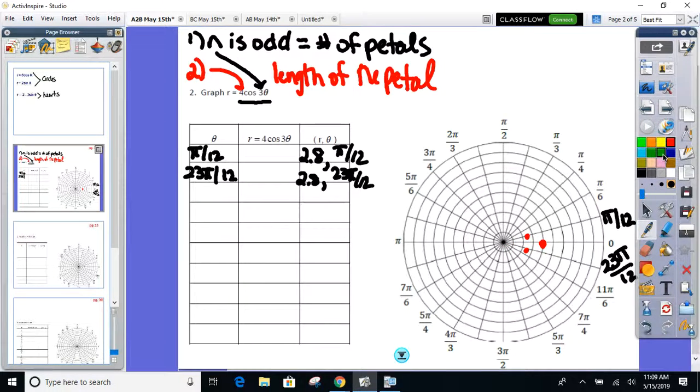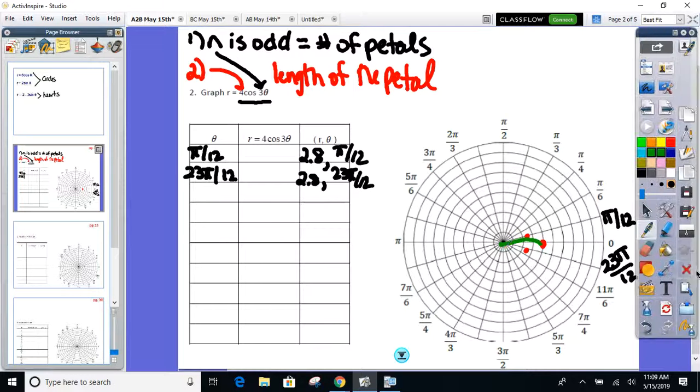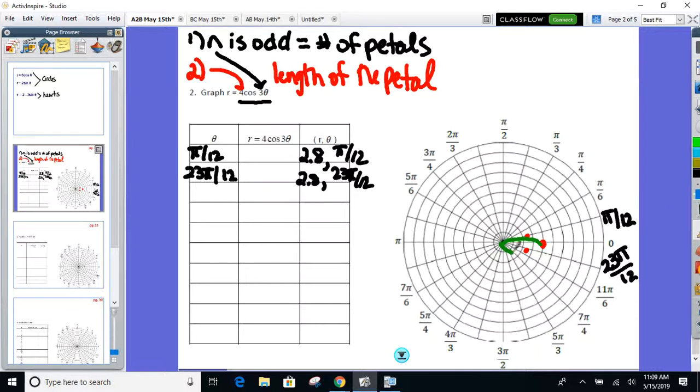One, 2.8. And then from here, if you want, go ahead. The petals always start at the pole. And you can draw in your first petal here. That goes out to 4.